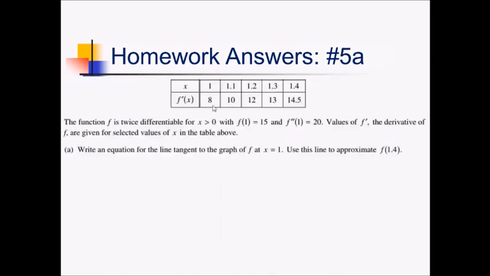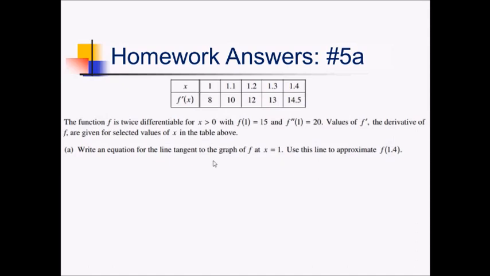On this problem, we have a twice differentiable positive function, and they're telling us f of 1 is 15, f double prime of 1 is 20. That might be important. Values of f prime are given in this table. First task is to write an equation for the line tangent to our original function at x equals 1, and then turn around and use this to approximate f of 1.4.